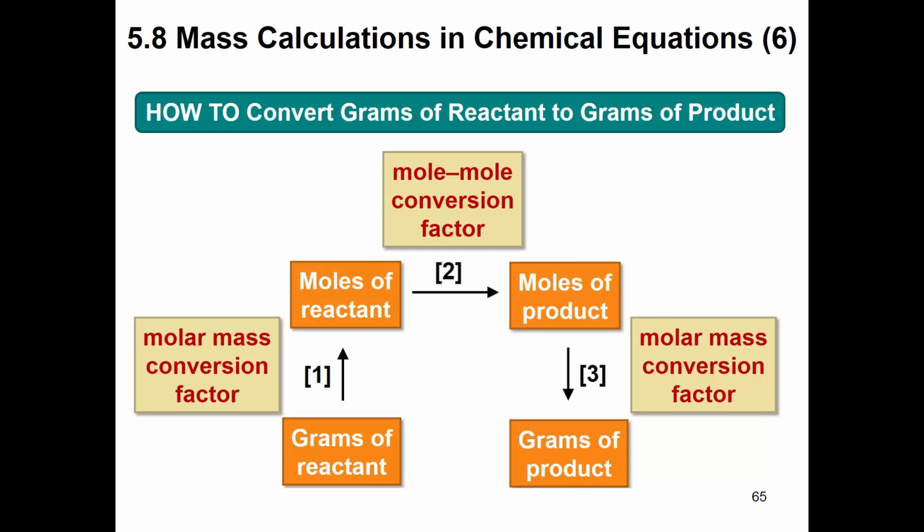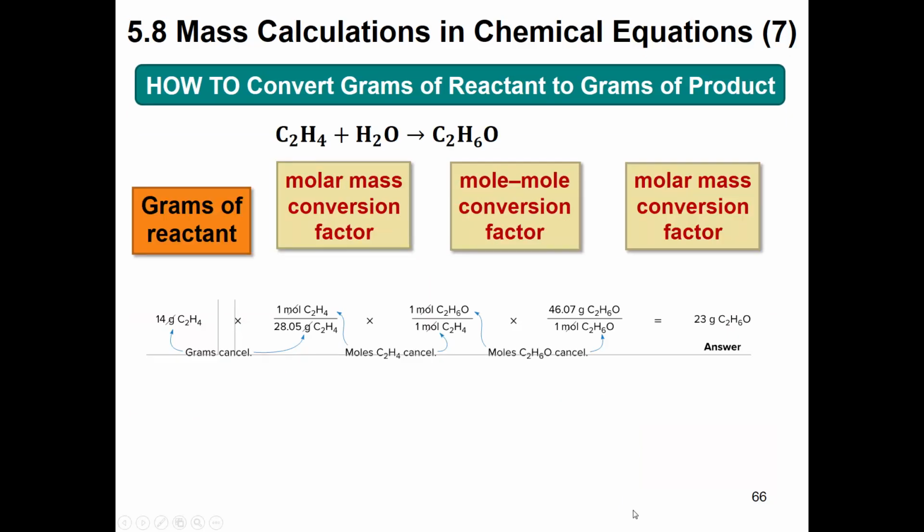So this is just showing you how you have to basically change everything from grams of reactant to moles of reactant using the molar mass, and then the mole ratio from the balanced chemical equation gets you to moles of product, and then you use the molar mass of the product to get grams of product. So 14 grams of C2H4, so I'm going to put grams of C2H4 on the bottom. 1 mole is the same as 28.05 grams of C2H4.